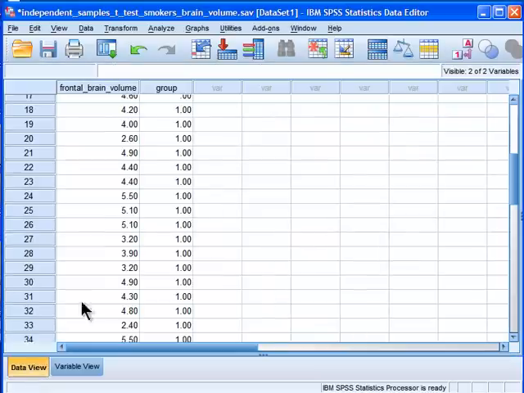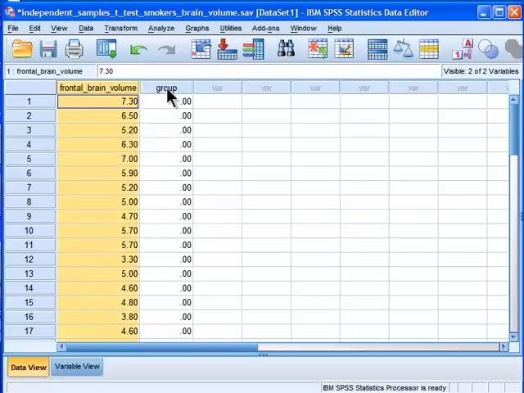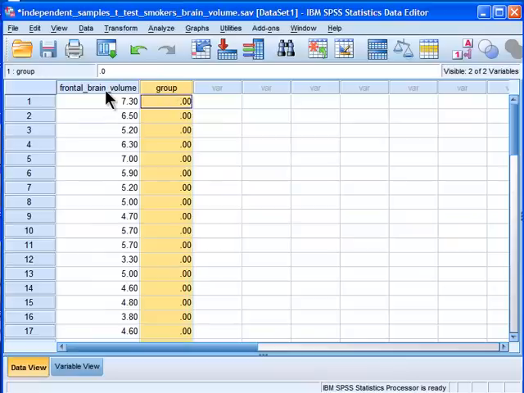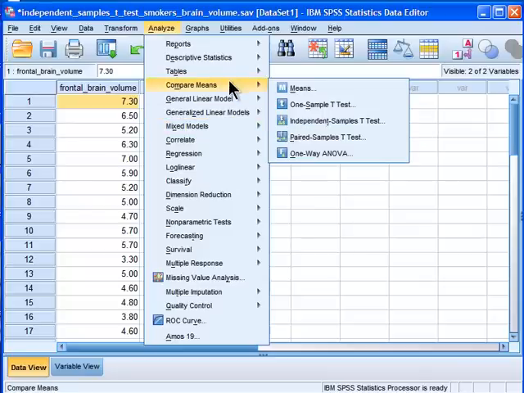Okay, so the analysis itself is quite simple once you've got your data entered. So dependent variable here, independent group here. It wouldn't matter. You could have your grouping variable here or your dependent variable here. It wouldn't make any difference. So go into Analyze, Compare Means, Independent Samples T-Test.